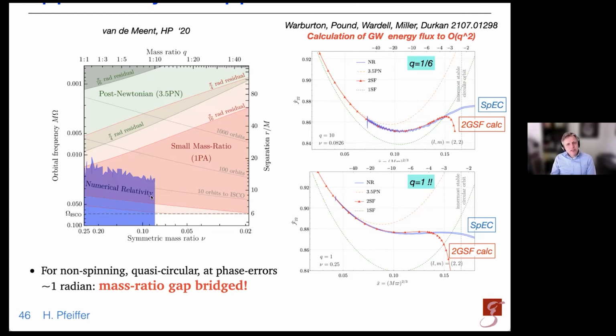After we made this prediction, the first second-order mass ratio calculations came around, first for the gravitational wave energy flux, and they found this astonishing agreement between numerical relativity and second-order small mass ratio perturbation, even at equal masses. So our prediction certainly has been validated once again: small mass ratio approximations appear to be valid at remarkably large mass ratios.